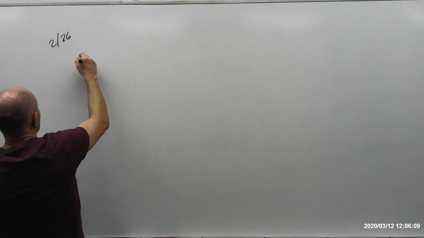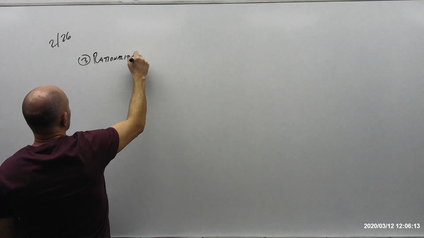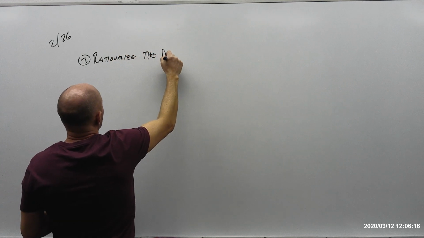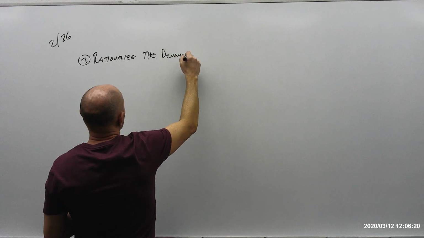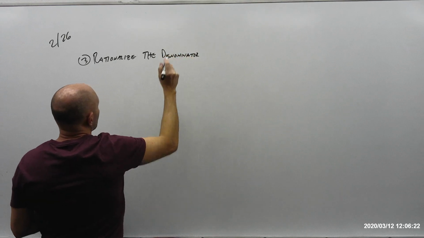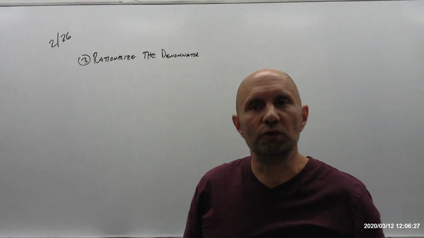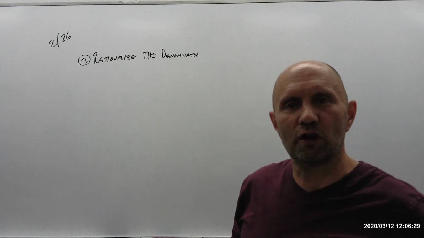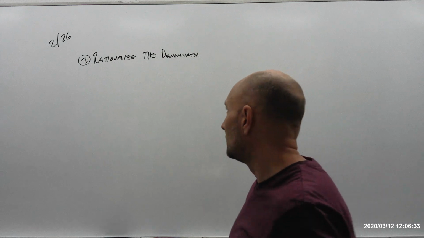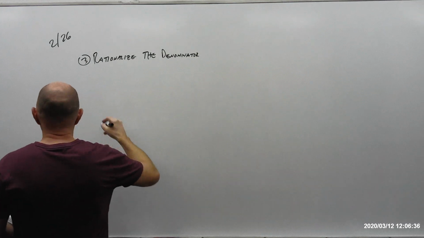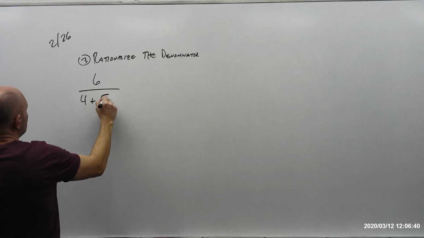You want to rationalize the denominator. So one of your concept questions is how do you rationalize the denominator? If you see a problem like this, the thing that should come into your mind is, oh, I need to multiply by the conjugate. In this case, what we're trying to rationalize is 6 over 4 plus root 2.